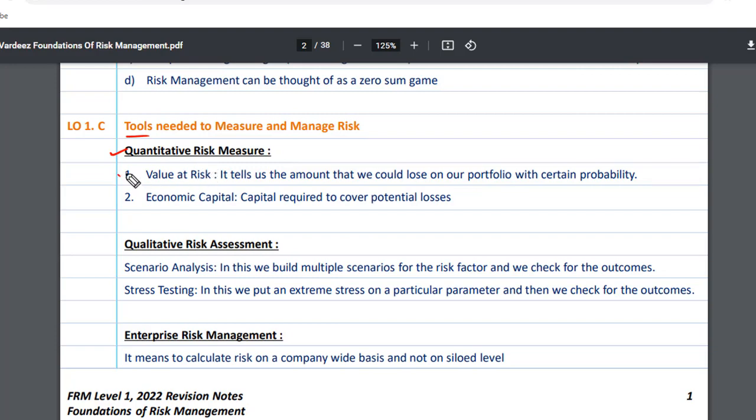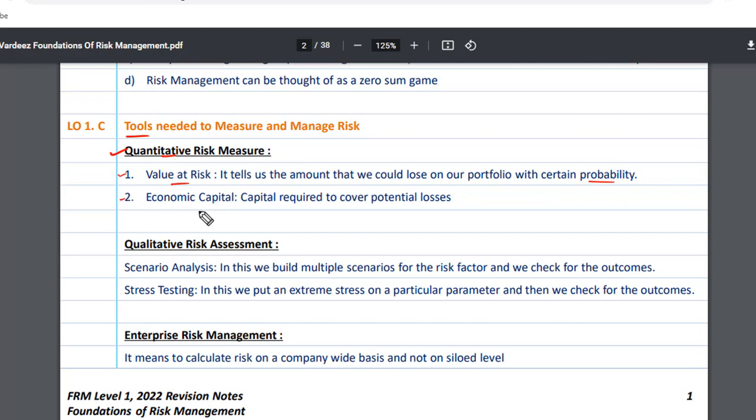So the very first thing that we have is value at risk, or VAR. What it does is tell us the amount that we could lose on a portfolio with certain probability. So VAR will give you a number. Let's say there is a bank, I can calculate the VAR for a bank, and I can say that $1 million is the VAR for you, so that on any given day with a certain probability you will be facing a loss of maximum up to $1 million. So that's what VAR does: it gives me a number, or it quantifies the risk.